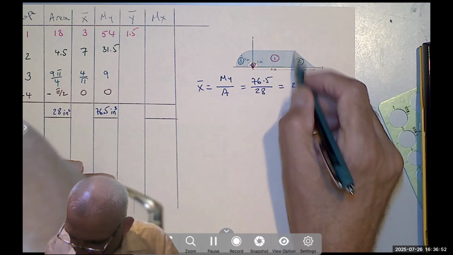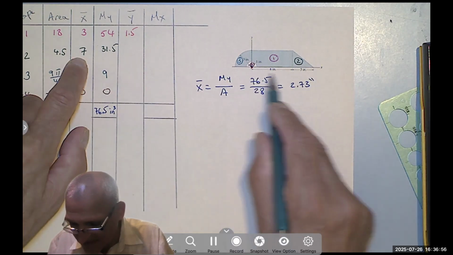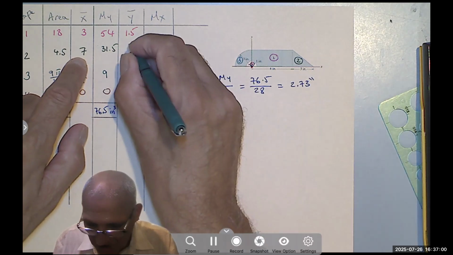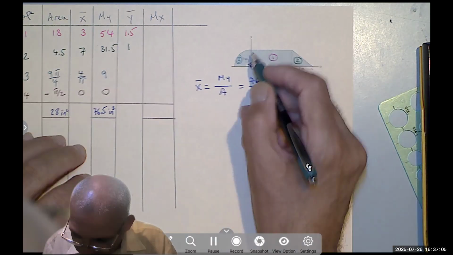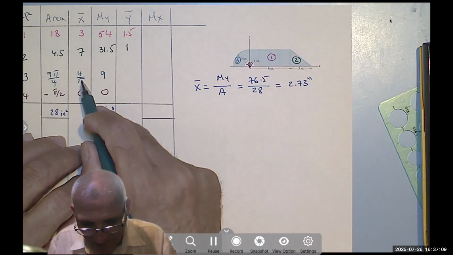If this height is 3, you get 1. Here I don't need to add anything. Here we added 6 to the x, but in the y it's just 1. It's 1 inch above the x-axis. When I get to the quadrant, it's the same number.